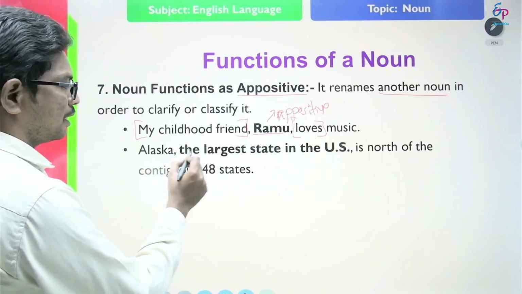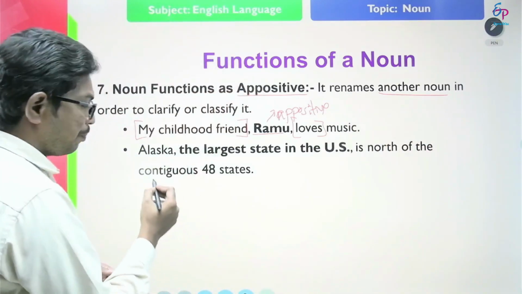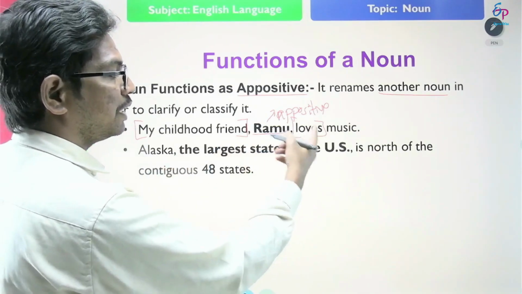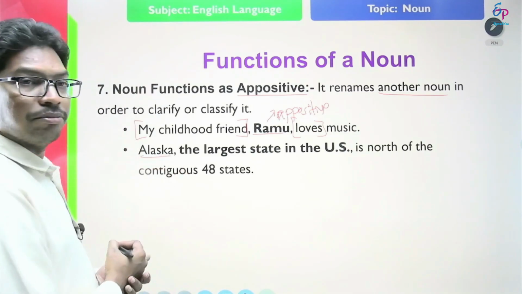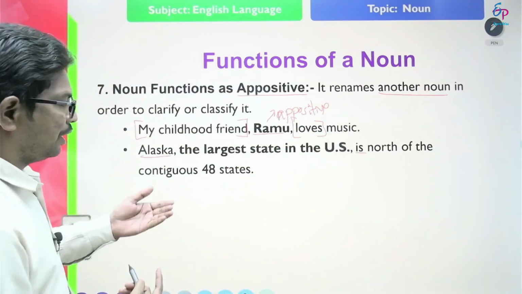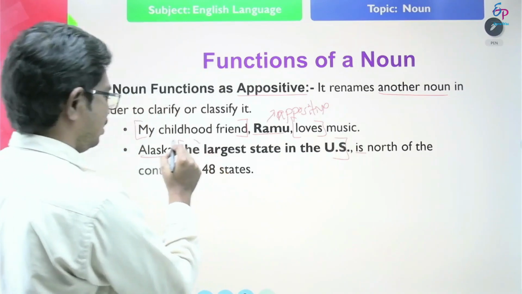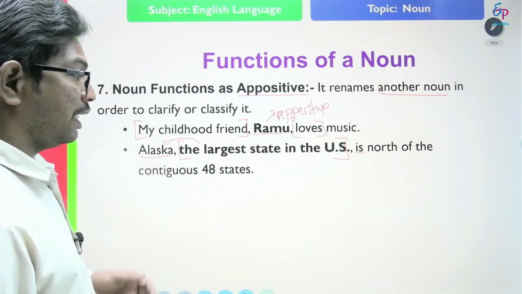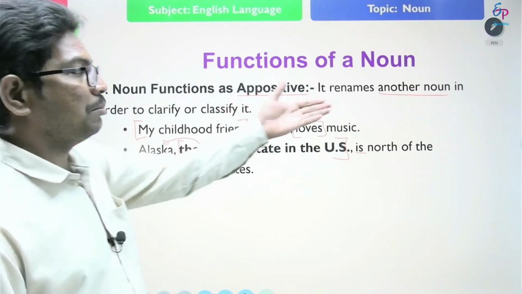Alaska, the largest state in the US, is north of the contiguous 48 states. Here we are talking about Alaska. So this is the subject and this is the verb. Alaska is north of the contiguous 48 states. But what is this part? It is renaming the subject Alaska. What is that Alaska? The largest state in the US. So this is called a noun appositive. It renames another noun.